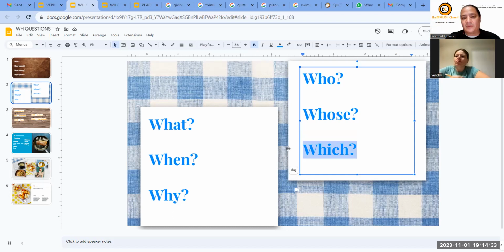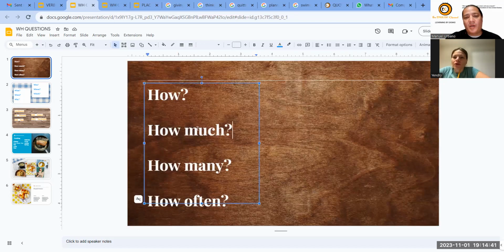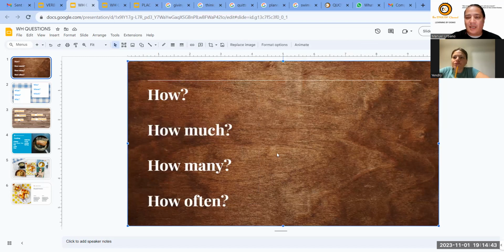All right, which is about selection. Do you like red? Do you like blue? Which one do you like? So you make a selection, right? And as you know, how much is for things that you cannot count and how many is for things that you can count.